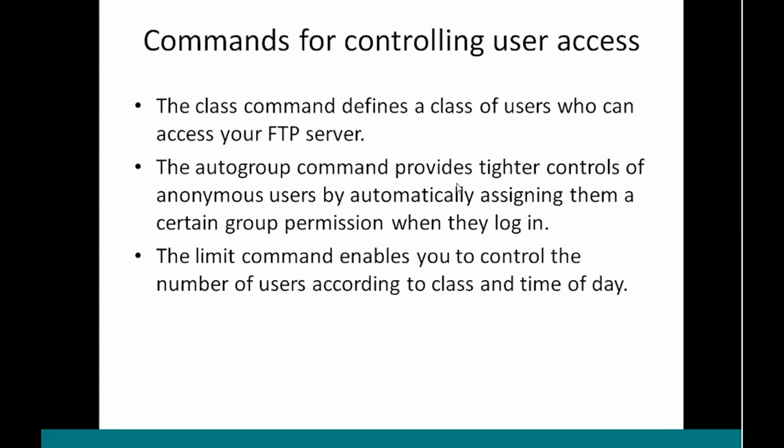So again, we talked about the user access. Essentially, the way that we want to control the access is by defining the class of users. The class command itself defines the class of users who can access the FTP server. There is also the auto group command, which provides tighter control of anonymous users. It does this by automatically assigning them to certain group permission.